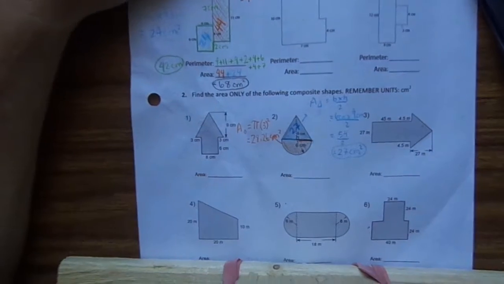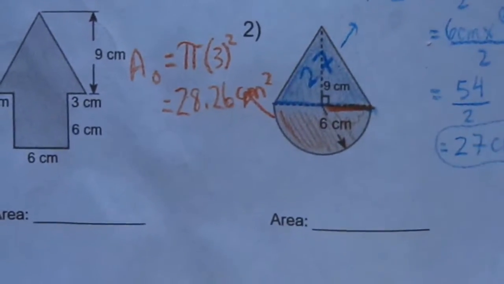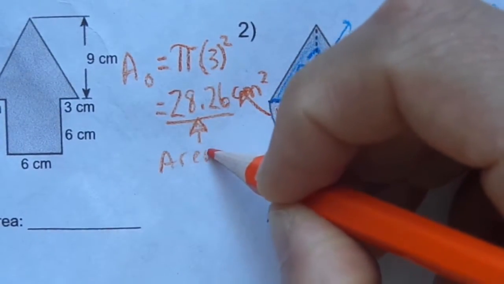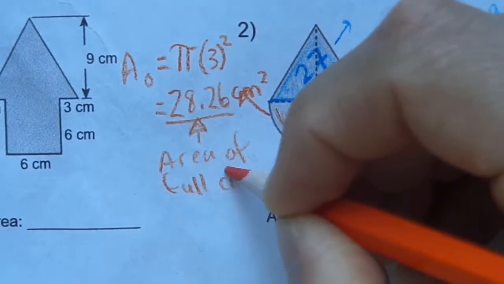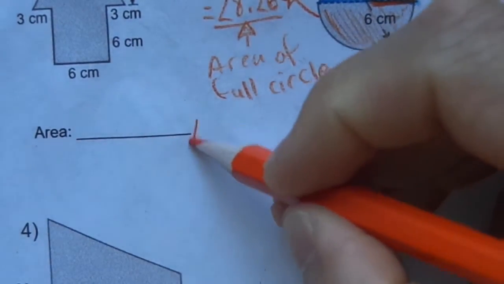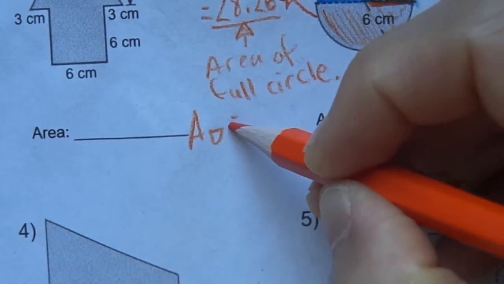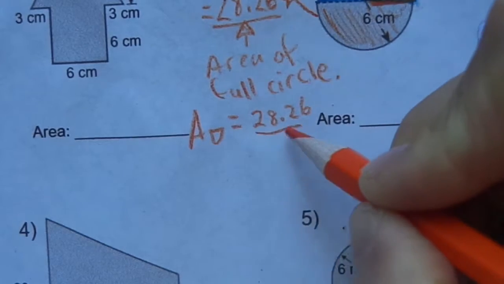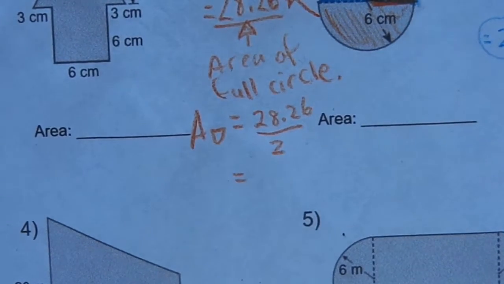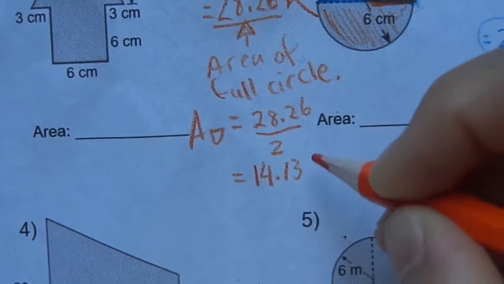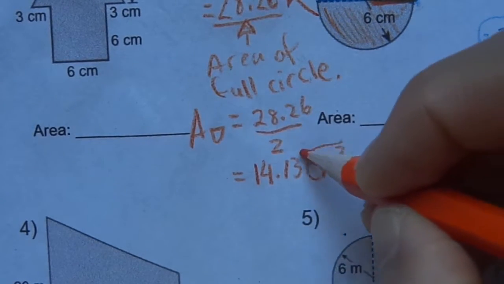Okay, so let me zoom in on that. Now, is that the area of the semicircle? No, it's not. This is the area of the full circle. Okay, so that is the area of the full circle, which means we need to take that area and divide it by 2. So the area of the semicircle would then be 28.26 divided by 2, which is equal to 14.13 centimeters squared. So there we have it.